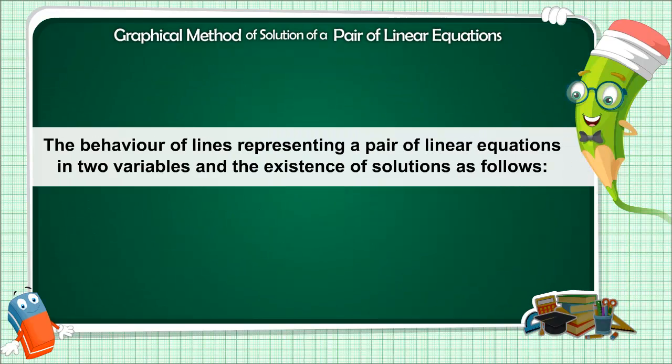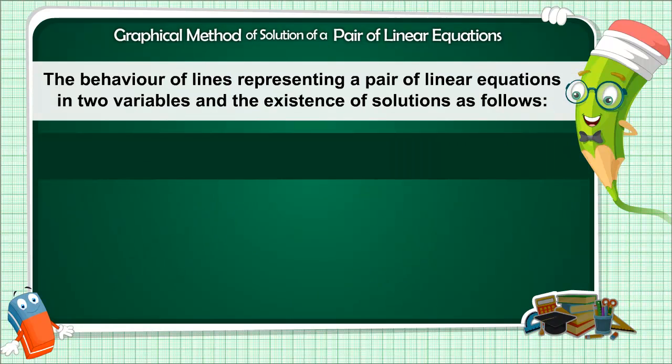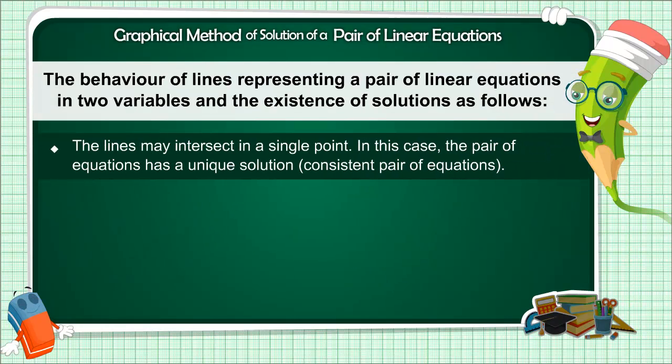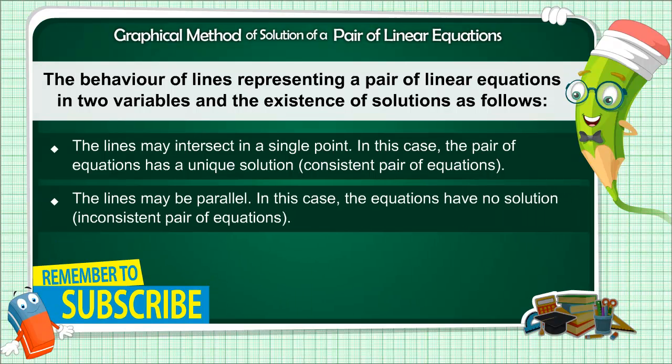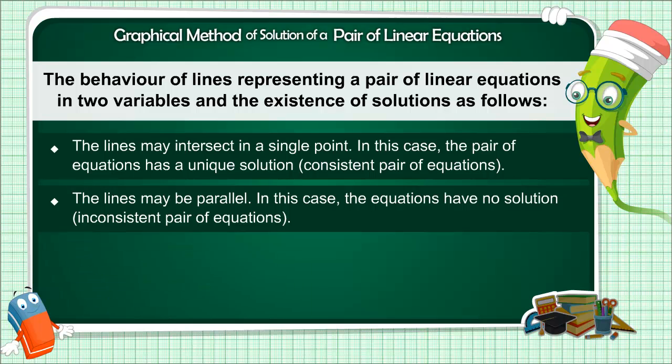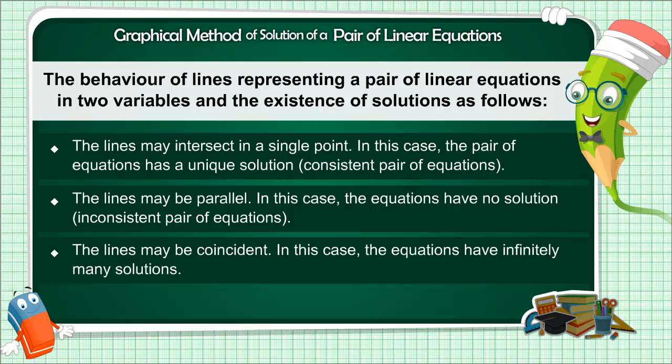As we told in the previous video, for two linear equations there are three possibilities. The two lines will intersect each other at one point, which means both the equations will have a unique solution. The lines will be parallel to each other, which means there will be no solution for both the equations. The lines will be coincident, which means there will be countless solutions for both the equations.